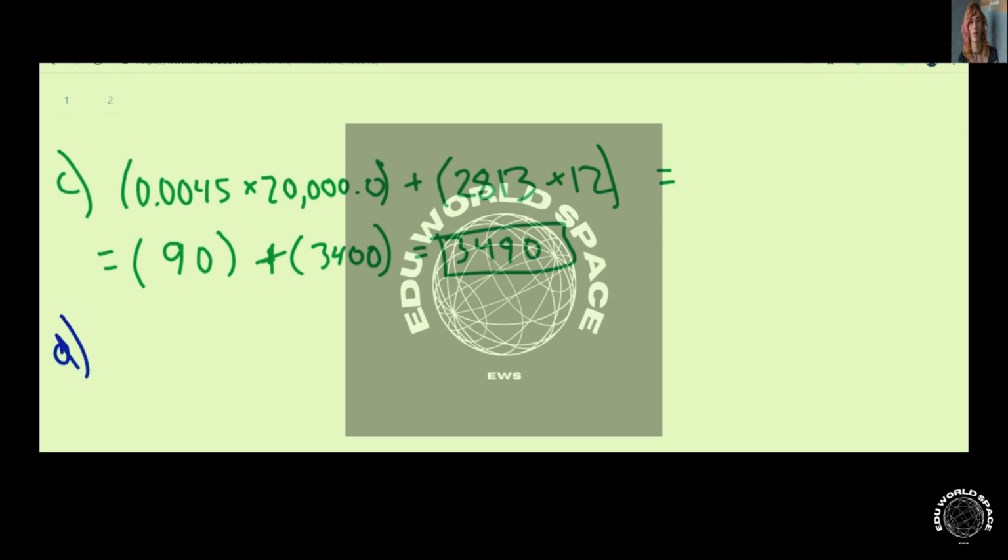And then for part D, we have 863 times bracket 1255 minus 3.45 times 108.